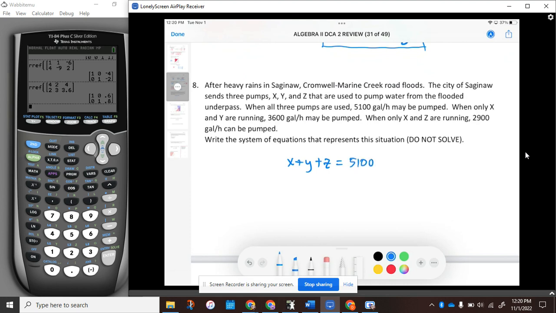When only X and Y are running, you get a total of 3,600. What is X and Y only in math terms? X plus Y, yeah? That's 3,600. When it's only X and Z running, what is that as an equation? X plus Z. Write the system of equations and do not solve. Boom. It's done.